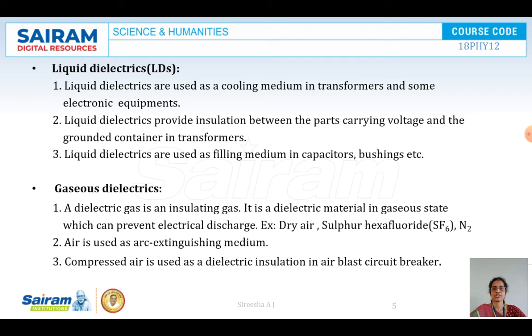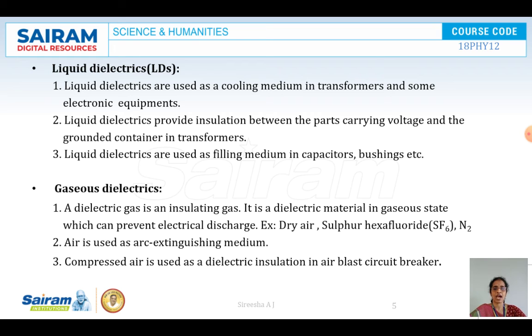Next are gaseous dielectrics. A dielectric gas is an insulating gas. It is a dielectric material in a gaseous state which can prevent electrical discharge. For example, dry air, sulfur hexafluoride and N2. These are the examples of gaseous dielectrics.